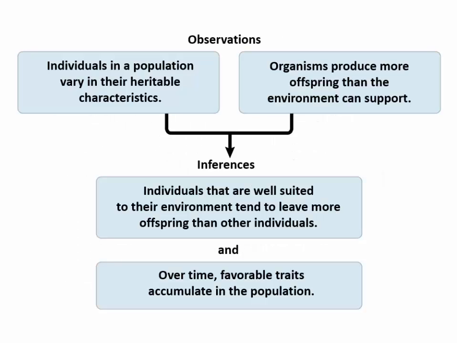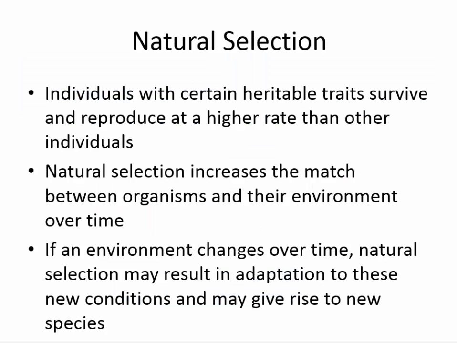So here is a pictorial version of saying exactly that: the observations and inferences that Darwin made for his theory of natural selection. Individuals with certain heritable traits survive and reproduce at a higher rate than other individuals. Natural selection increases the match between organisms and their environment over time.